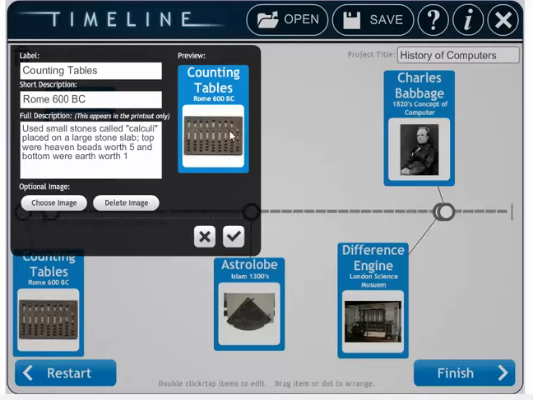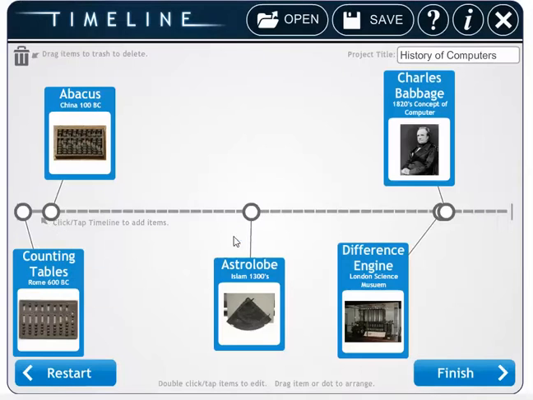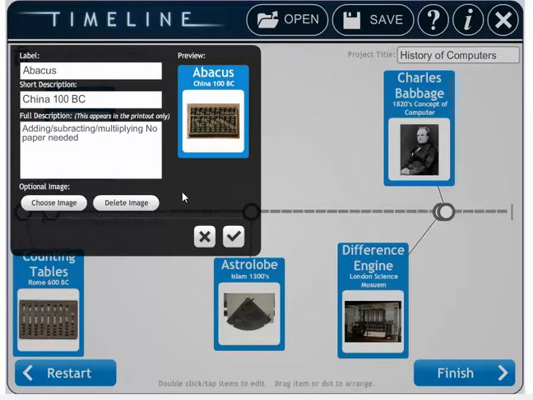What they did was they divided this into two parts. The top part here was called heaven, and the bottom part here was called earth. And everything in heaven was worth fives, and everything below here was worth ones. Well, that led to the abacus. Now this is something you may have heard of. This is the abacus in China, about 100 BC.